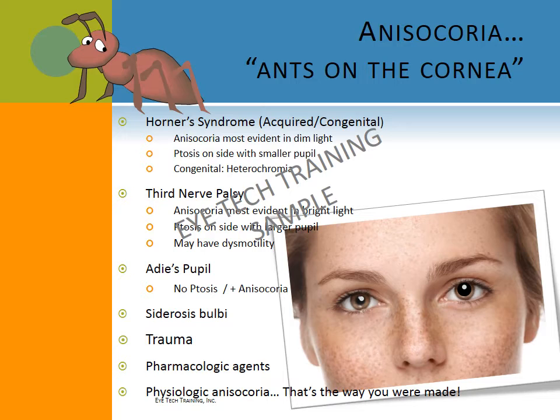Siderosis bulbi is where the patient has a retained iron foreign body and it rusts in their eye. It can cause an anisocoria as well as a heterochromia. The eye with the retained iron foreign body typically will have a darker colored iris.